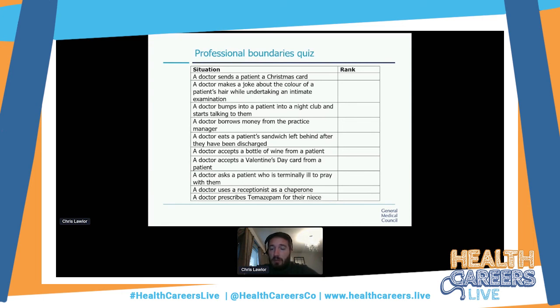So it's not against the law to operate on a family member, but it's against GMC guidance unless it's an emergency situation. So you would be breaking GMC guidance if you were to operate on a family member unless it was an emergency situation.